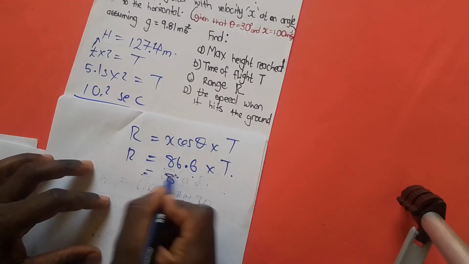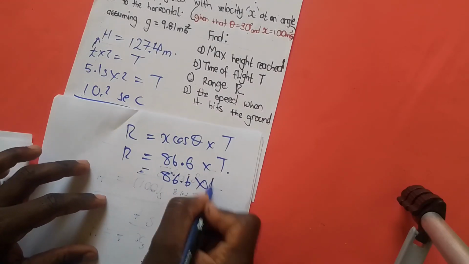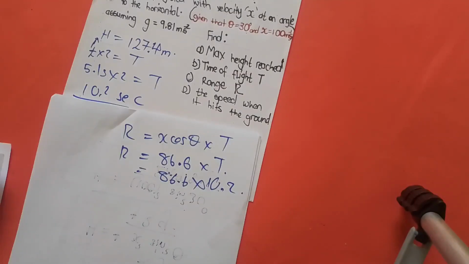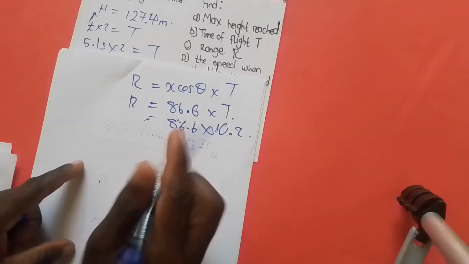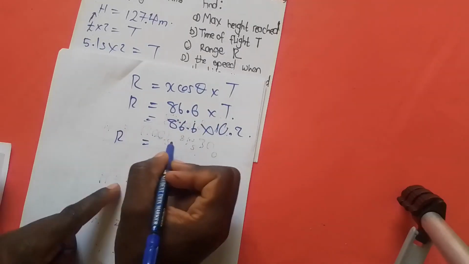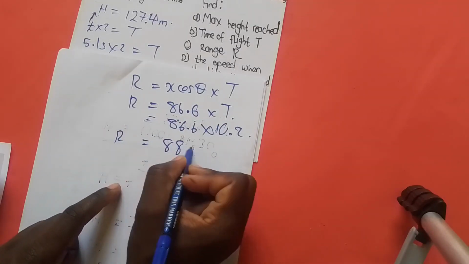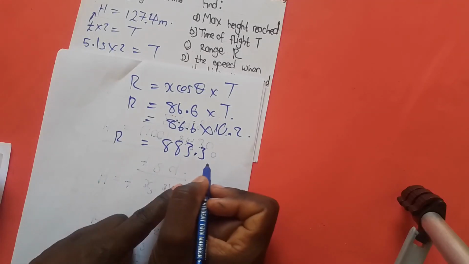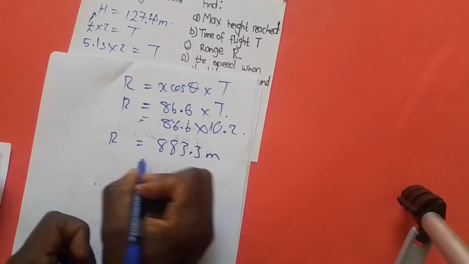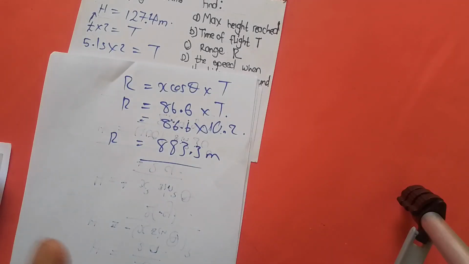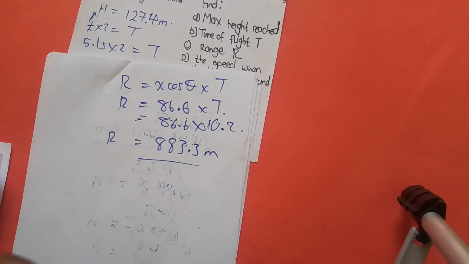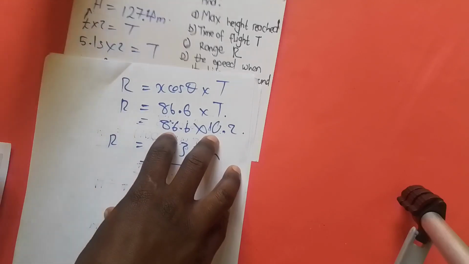So therefore your range is just going to be 86.6 times 10.2. Punch that into your calculator, and you find that the range is equal to 883.3 meters, correct to one decimal place, right? So that would be your range, 883.3 meters.